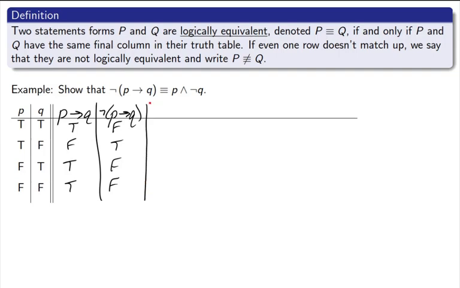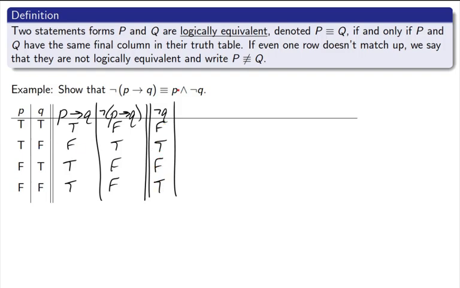What I'll do is I'll draw a double bar to represent that I'm done with the left side. Then let's move on to the other side. Again, negation is the first operation compared to ands and ors, so I'm going to do the negation of Q first. The negation of Q means I'll look at the Q column here. True becomes false, false becomes true, and so on.